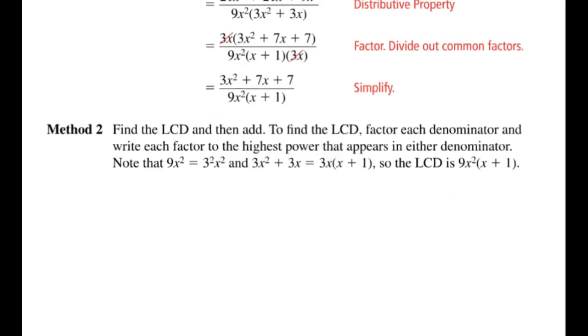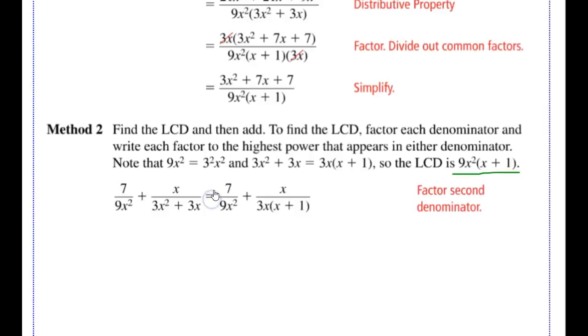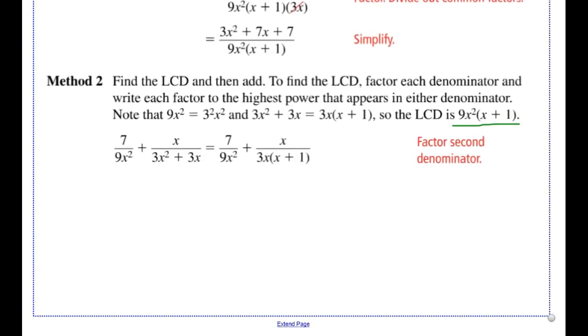Method 2 is where I'm going to be finding my least common denominator by my least common multiple. The first thing that I do is I factor both of the denominators. So my 9x squared becomes 3 squared times x squared, and my 3x squared plus 3x becomes 3x times x plus 1. I see I have 3, but this one's bigger, so I use my squared. I have an x, but this one's bigger, so I use my x squared, and I have this x plus 1. So my least common denominator is 9x squared times x plus 1.